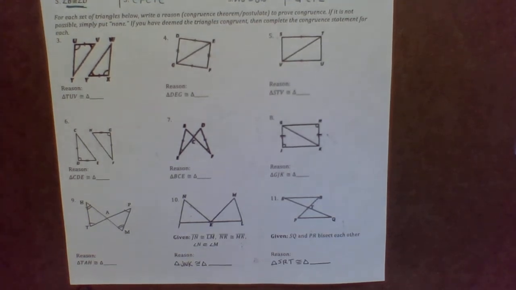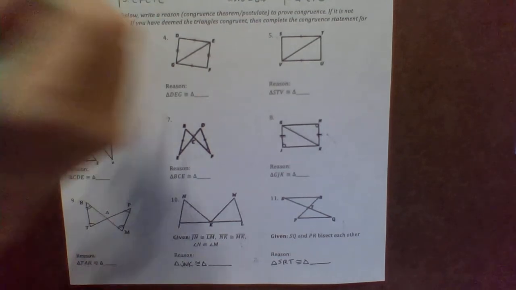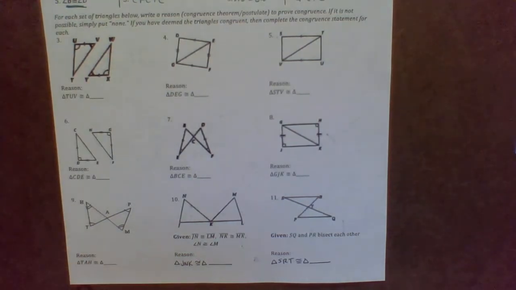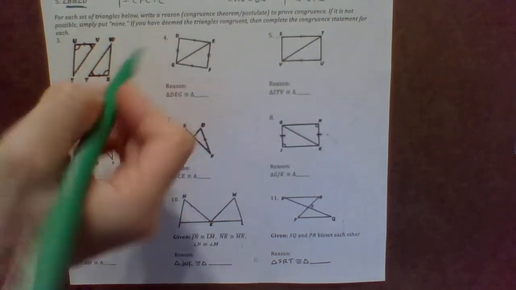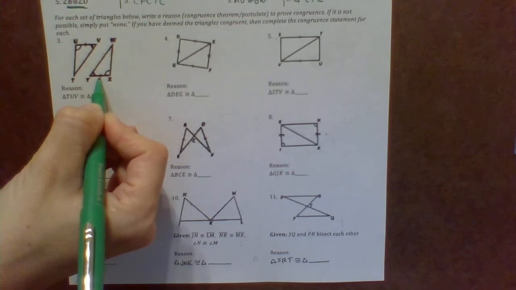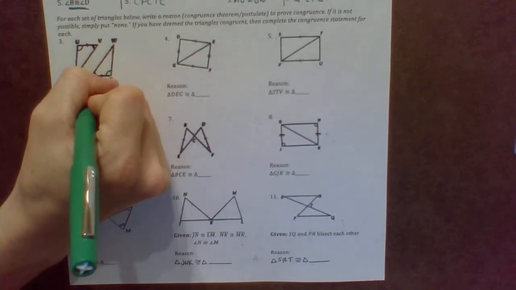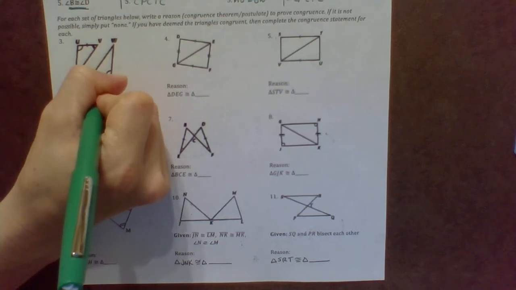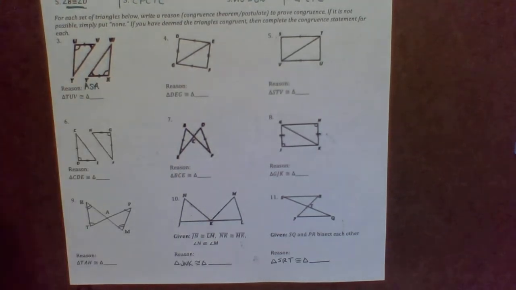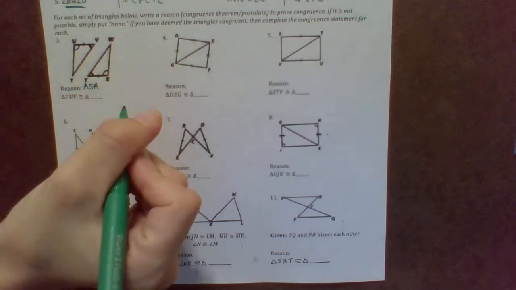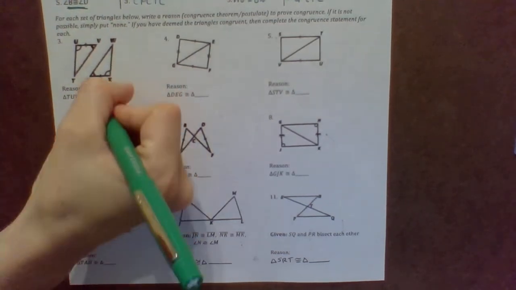Okay, for number 3, if you look at these 2 triangles and we kind of list our important information, we're going to have 2 angles here and the congruent side between them. Therefore, the only option that we have is ASA. And again, the order of the letters matter. So it's triangle TUV must be congruent to triangle WXY.